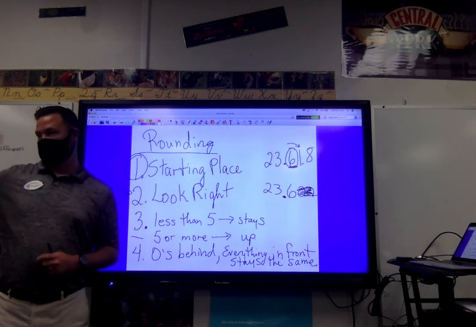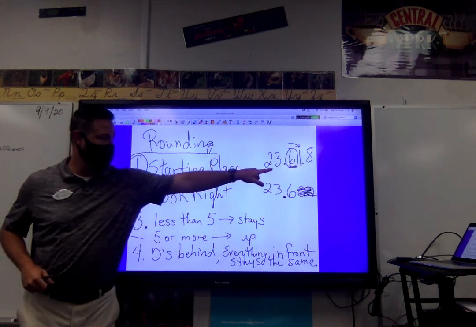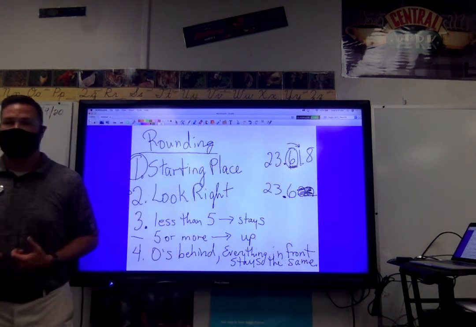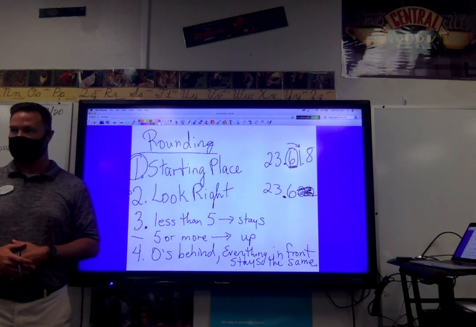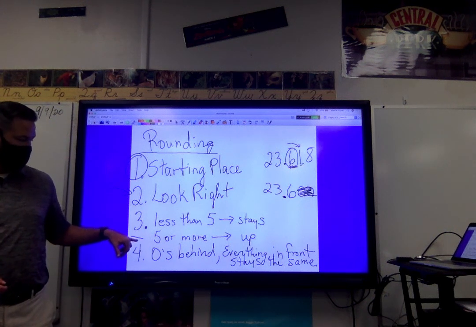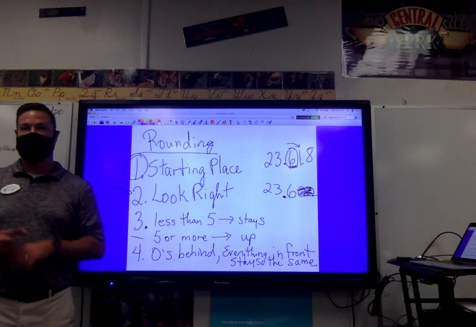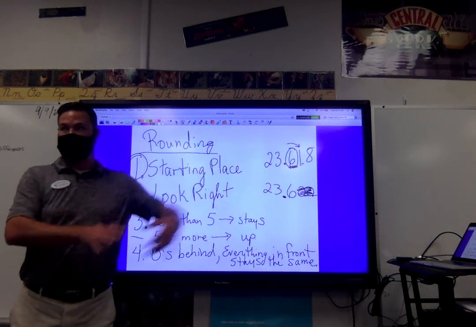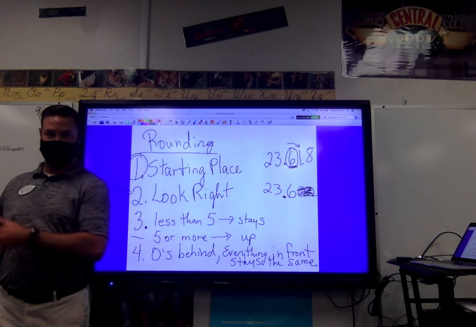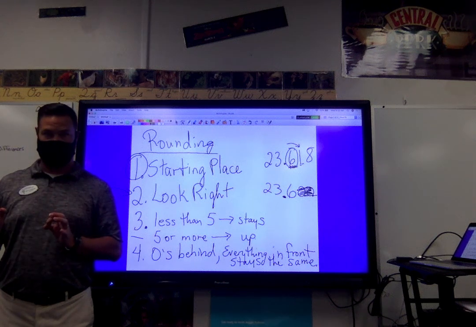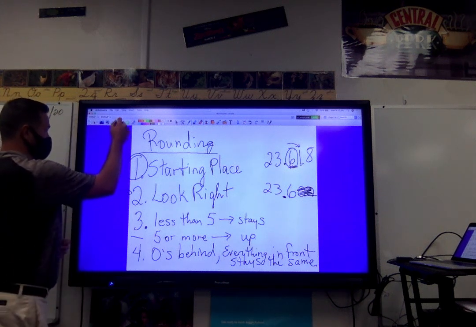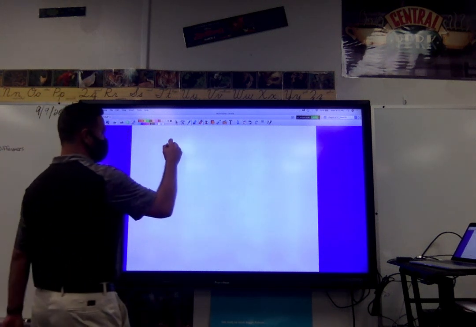If it's less than 5, it stays the same. This number stays the same. The number that you circled stays the same. Finally, the last thing you look at is all the numbers behind it become zeros. Everything in front stays the same. Everybody got it? This is very important because watch. I'll give you an example.